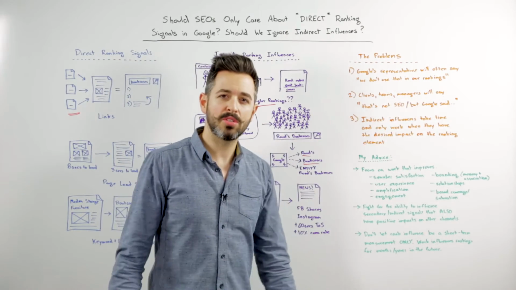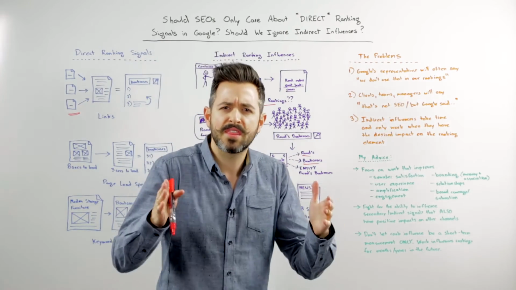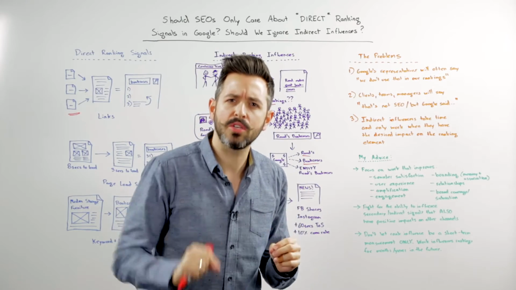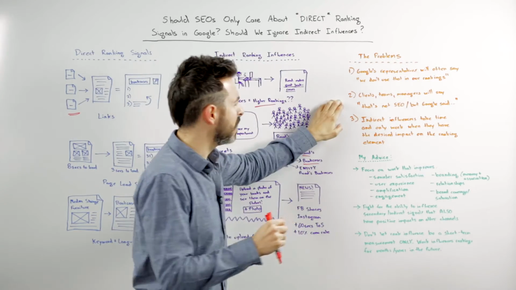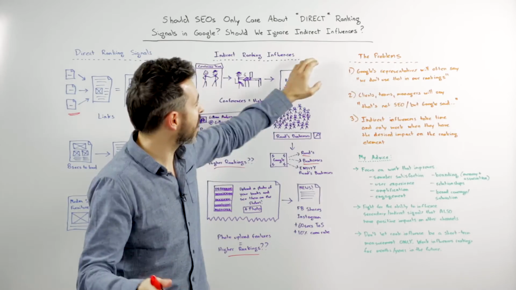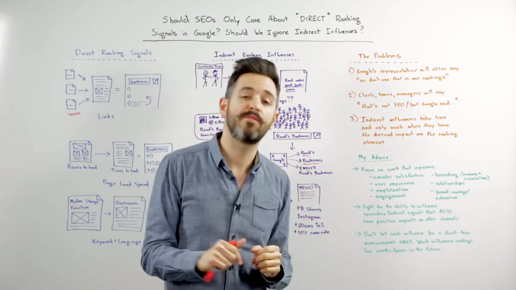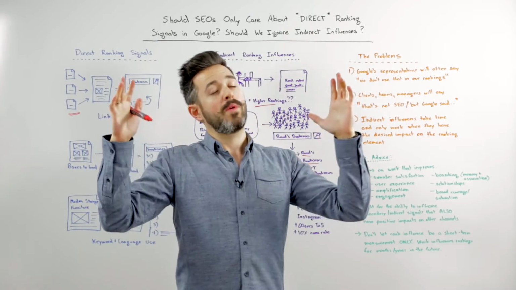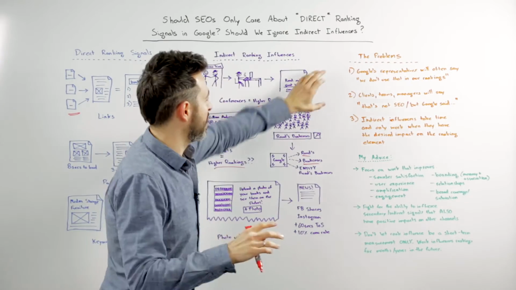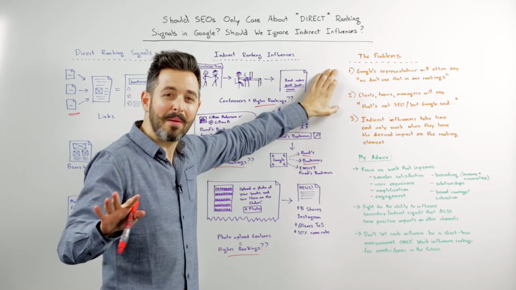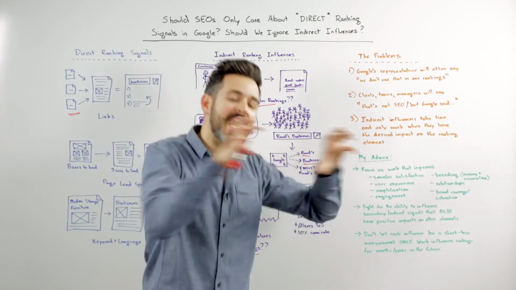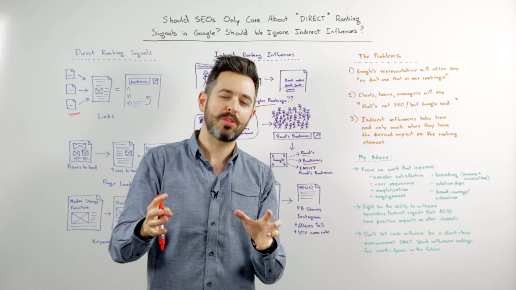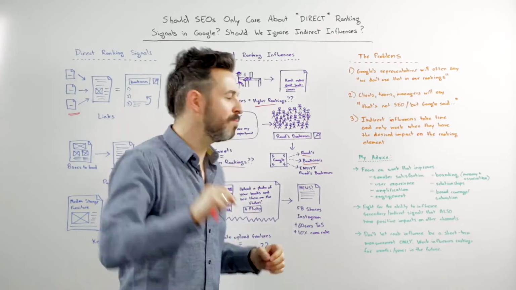That brings us to the second problem. Clients, teams, managers, what do they say? They say, that's not SEO. That's not your job, SEO person, right? And they'll go back and they'll cite Google saying, hey, this doesn't influence rankings. Well, guess what? Both of these are really problematic because they may be technically accurate, but they don't capture the big picture. And because of that, you miss out.